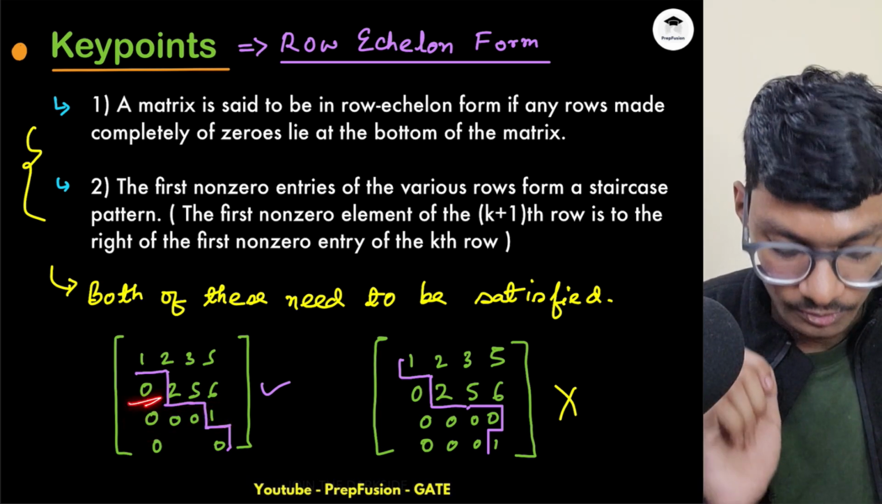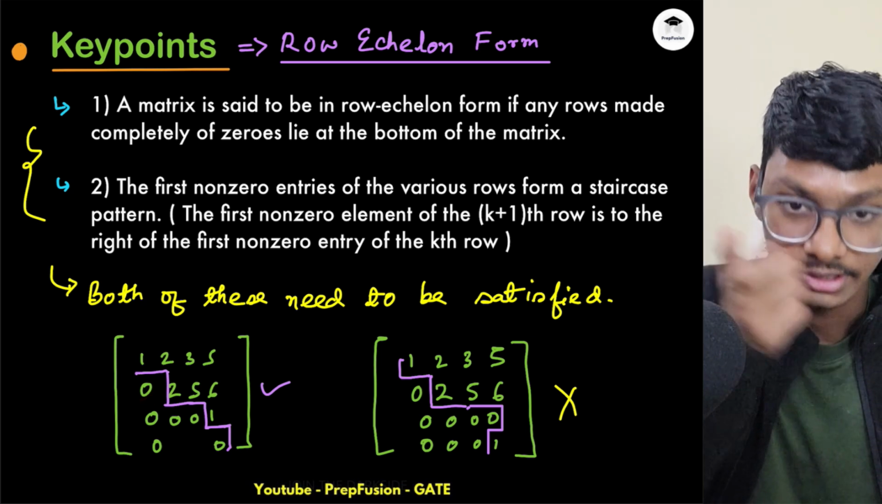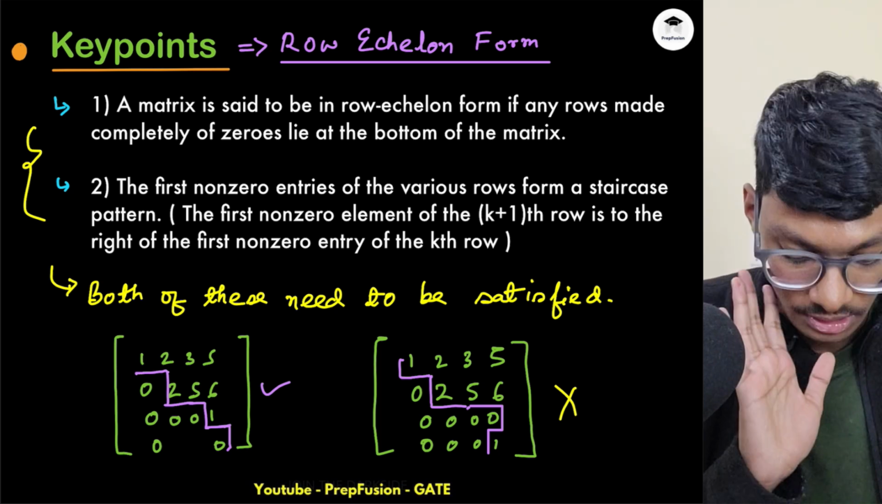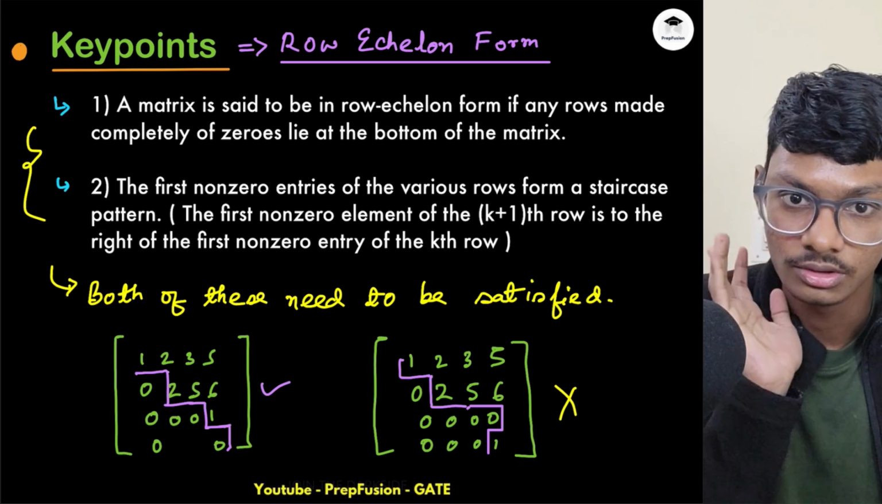So the number of zeros before this non-zero element is 1 only, and in the next row the number of zeros is 3, which is more than 1. It should always be more than the previous row's number of zeros. Okay, then only it will follow the row echelon format.